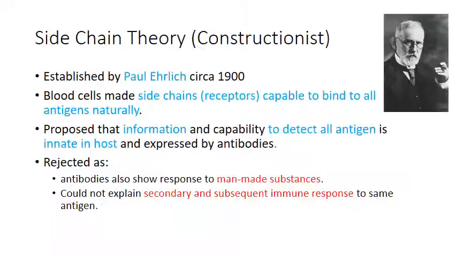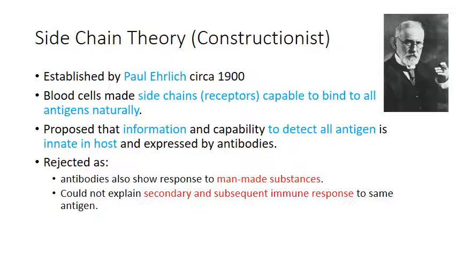The side chain theory is also known as a selectionist theory. It was established by Paul Ehrlich circa 1900, in which he stated that blood cells make side chain receptors capable of binding to all antigens naturally. This means that the information and capability to detect all antigens is innate in the host and expressed by antibodies.